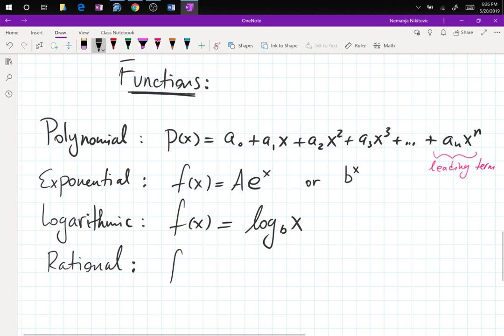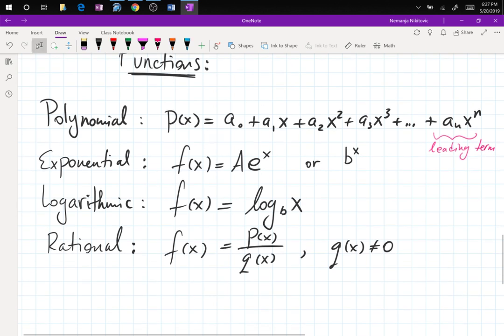Rational function. When you divide two polynomials, they don't have to be polynomials, but usually they are, with q of x not allowed to be 0. Division by 0 tends to make explosions, so we stay away from that. We'll talk about that in detail. Welcome to Calculus.